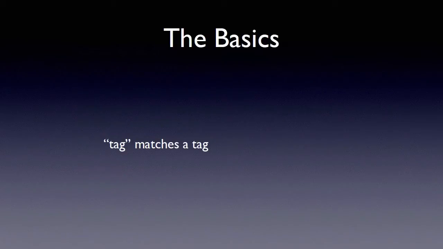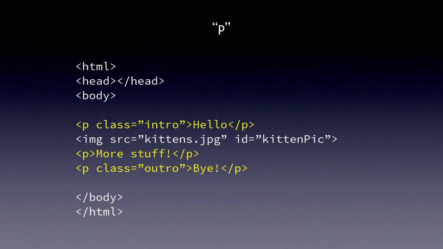The first rule that we will look at is simply that a tag will match a tag. What do we mean by that? Well, if I use a selector of P, it will match the paragraph tag. You can see in the example here where I've highlighted the 3 paragraphs that match that particular selector.